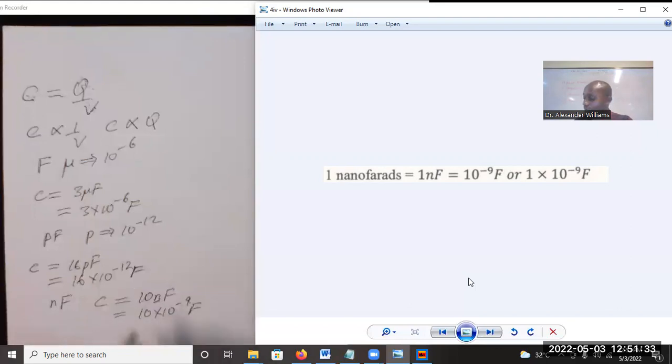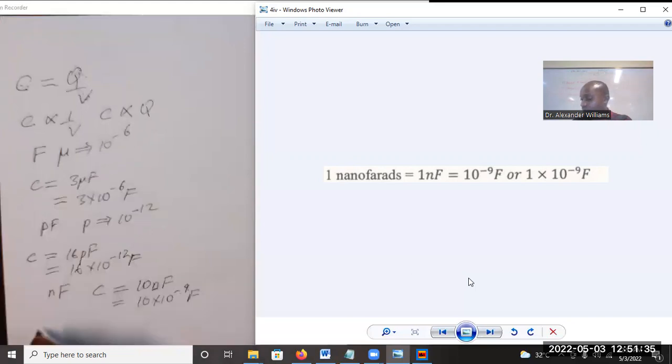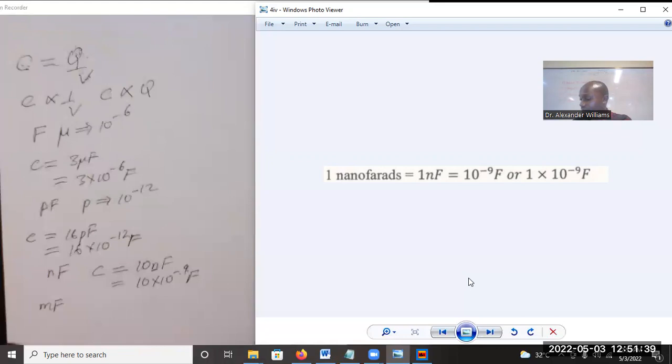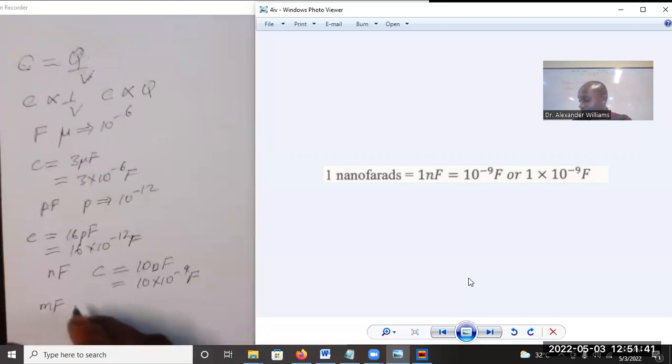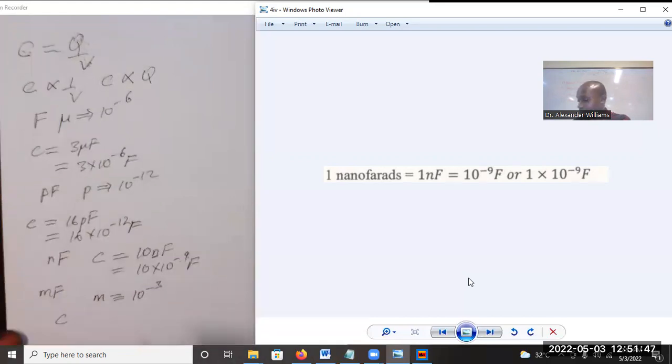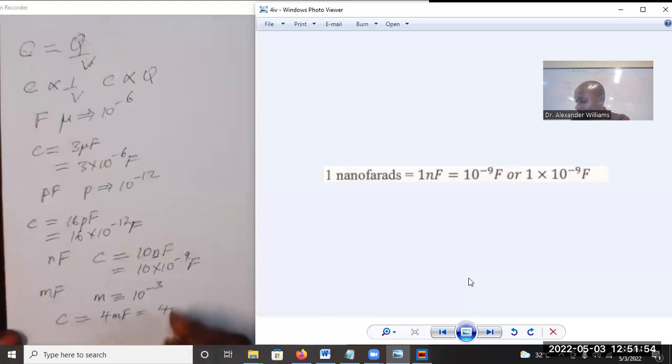And then we have the millifarad. A capacitor can also be measured in millifarad. The milli signifies 10 raised to the minus 3. If you have a capacitance given as 4 millifarad, I mean that is 4 times 10 raised to the minus 3 farad.